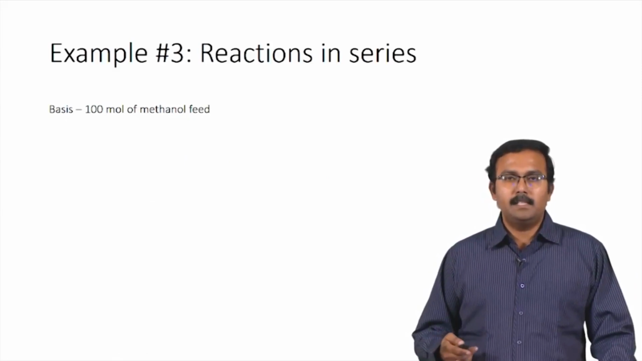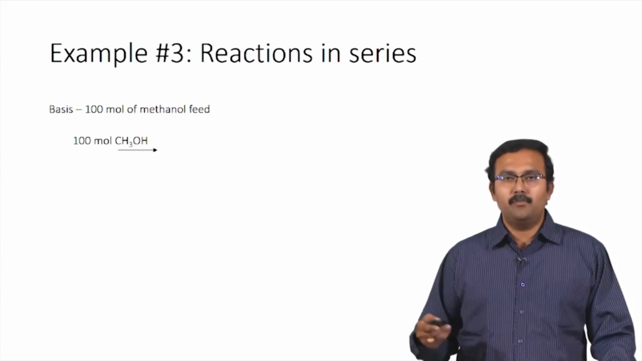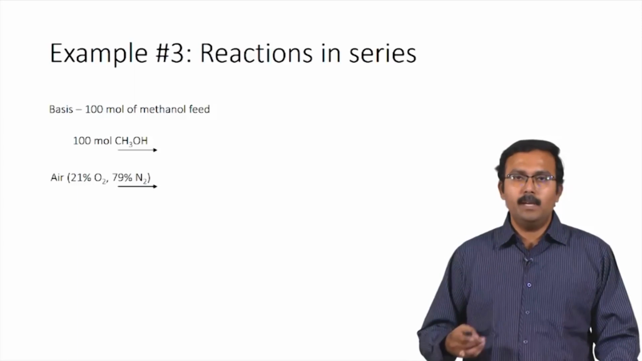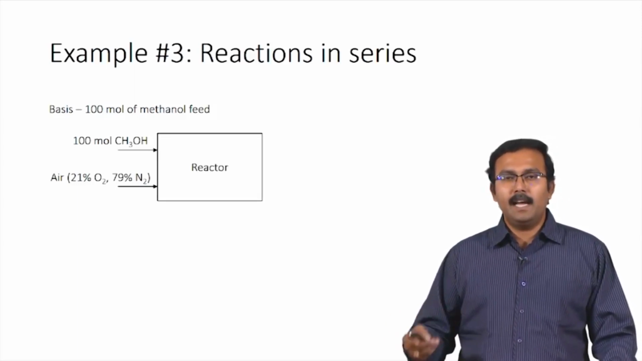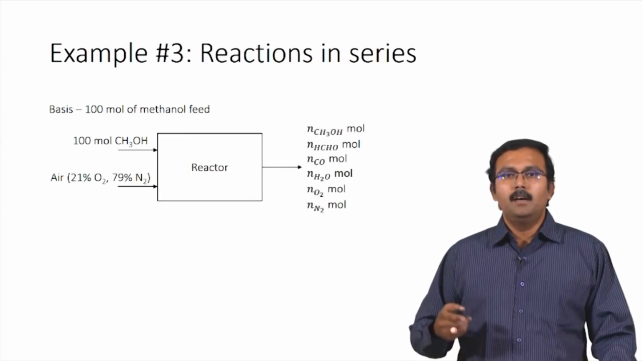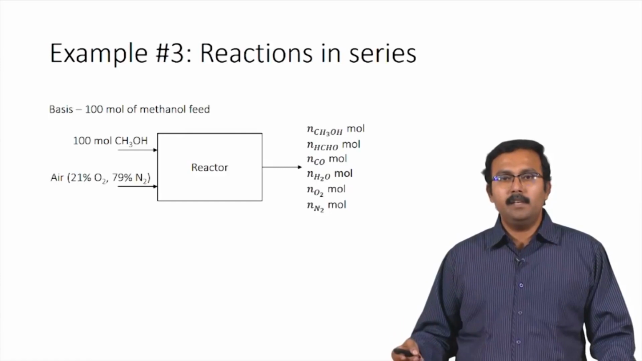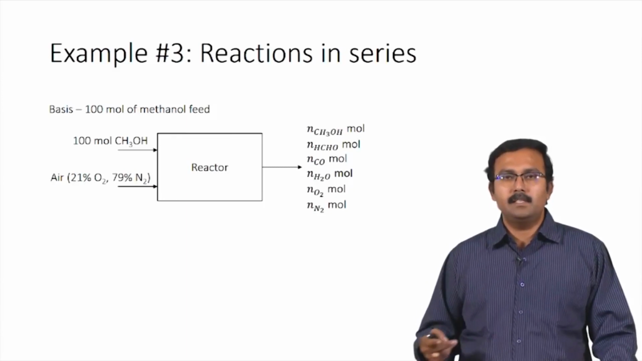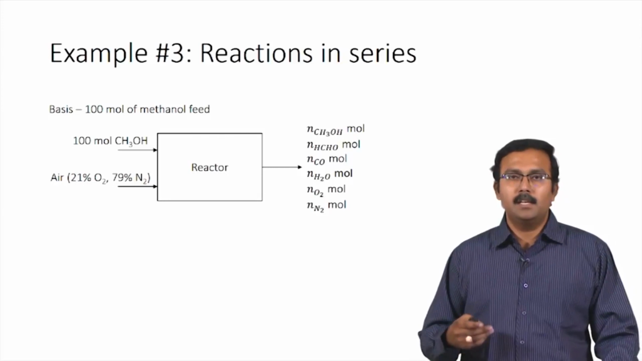Based on the basis and the information given in the problem, we have 100 moles of methanol entering the reactor along with air which would contain 21% oxygen and 79% nitrogen, which reacts in the reactor to form different components. So, you have the unreacted methanol leaving and you also have formaldehyde, carbon monoxide, water, oxygen and nitrogen leaving the system.